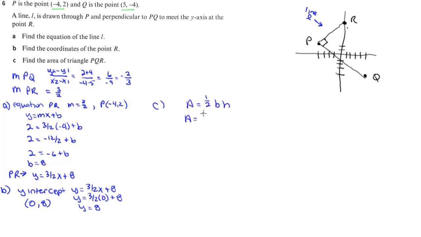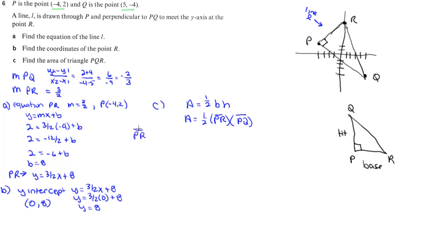Now C, they want to find the area of the triangle. Well, the area of a triangle is 1/2 base times the height. I need to know the length of PR and the length of PQ. PR is my base, and then PQ is my height. If you orient it this way, you can see what I'm talking about.